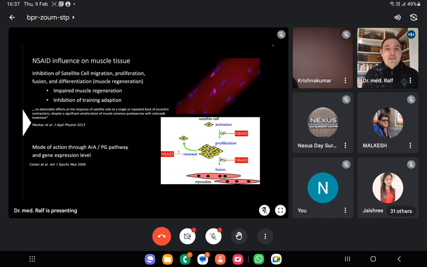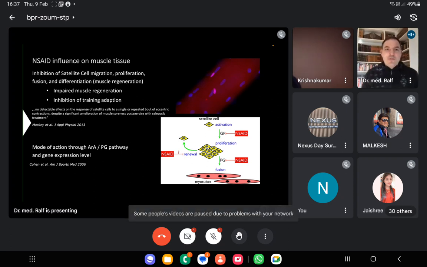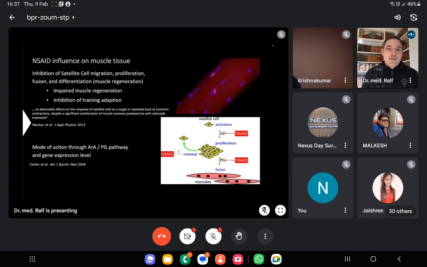But on the other hand, you need this guided and non-overshooting inflammation for some really, really important processes in your body. And one of these processes is the adaptation of your body to a training stimulus. If you inhibit the satellite cells' migration and proliferation, and this is one of the effects of these non-steroidal drugs, you get impaired muscle regeneration and inhibition of training adaptation. So if you use a lot of non-steroidal drugs like ibuprofen in your athletes, they will lose a training effect. And lots of our athletes are not aware of these problems.